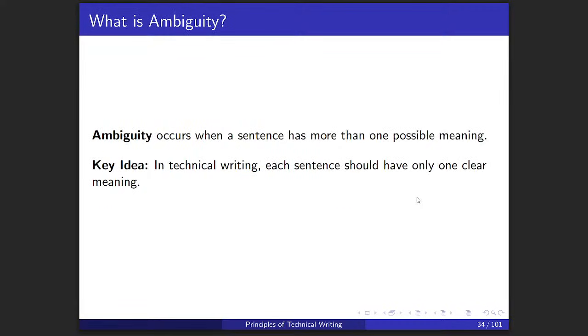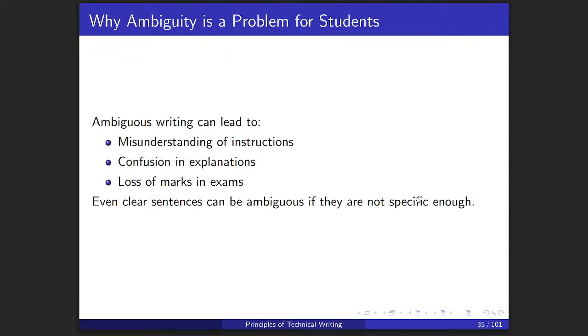Now, the next topic is ambiguity. Ambiguity occurs when a sentence has more than one possible meaning. If someone reading the sentence gets two meanings, there comes the ambiguity. Ambiguous writing can lead to misunderstanding of instructions, confusion in explanation, and loss of marks in exams also. Even a clear sentence can be ambiguous if it is not specific enough. So that is what you need to correct.